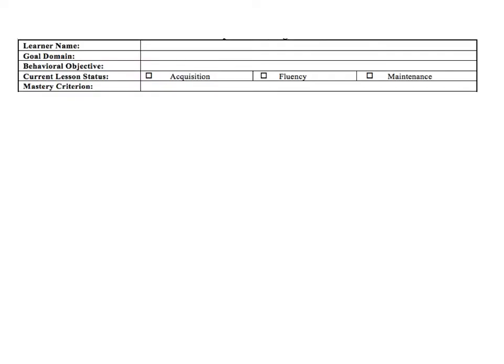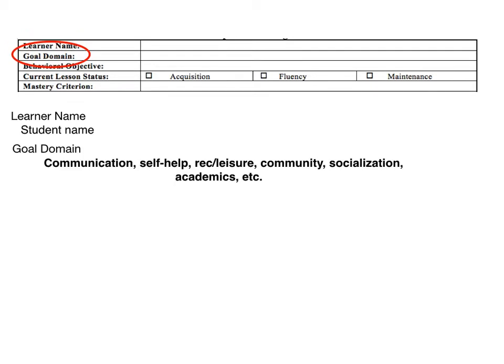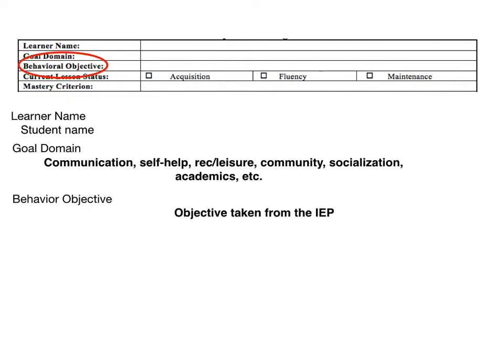So the first section is the easiest. The first blank is going to be the learner's name. This is where you simply put the student's name. The next box is the goal domain. This is where you will include the title of the need or domain. For example, communication, self-help, rec or leisure, community, socialization, academics, etc. The next section is the behavior objective. It is the goal directly taken from the IEP itself.